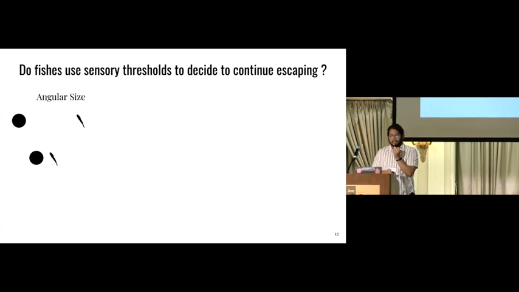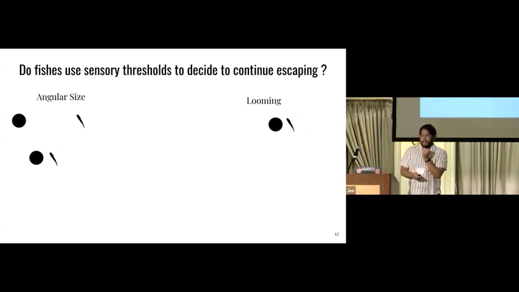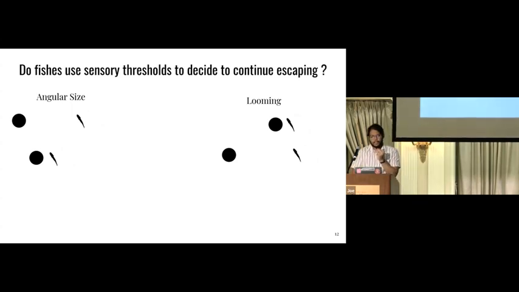The second thing which has been shown in studies is looming, which is the rate of change of this angular size that I just described. When an object approaches the fish, you will have a positive looming because the rate of change of this angle increases; since the size of the object increases, you have a positive derivative. And if the virtual predator moves away from the fish, you will have a negative looming rate because the relative size of the virtual predator decreases.